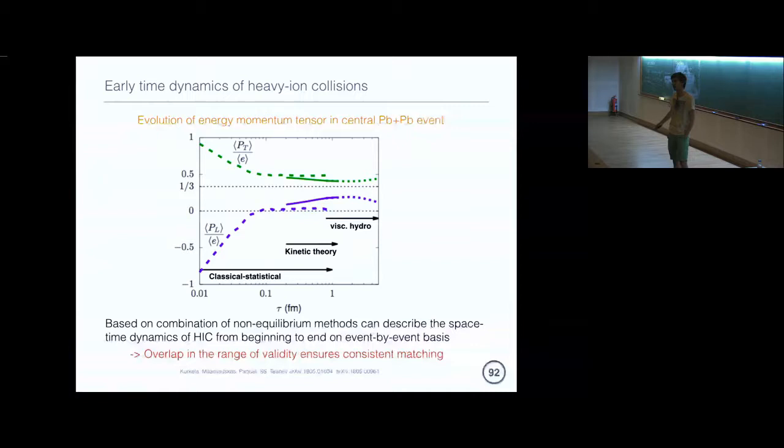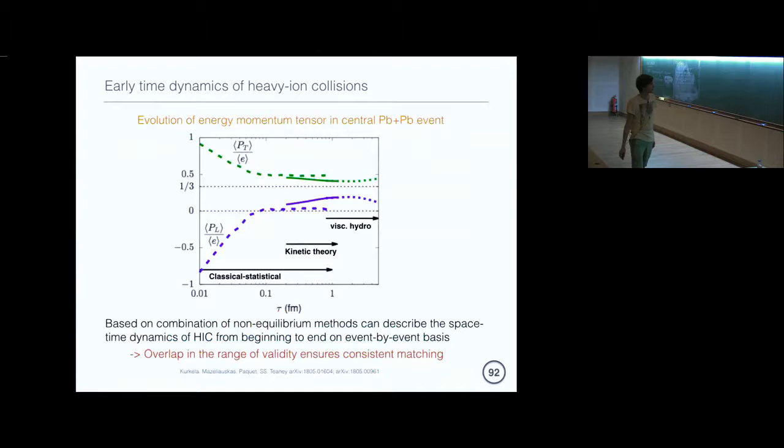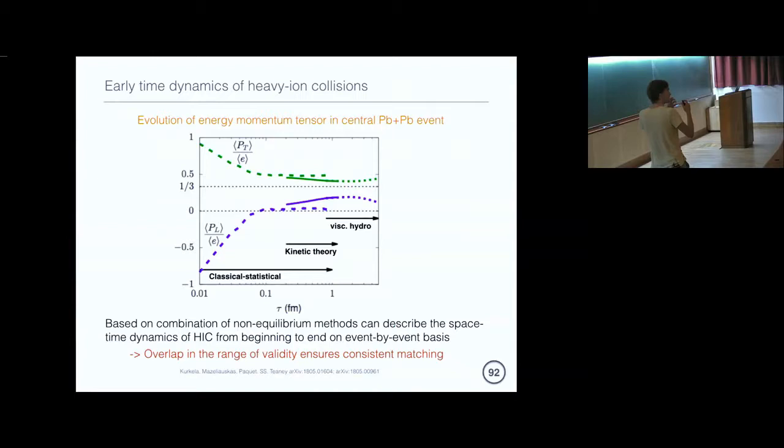Now going back to this picture, you have to start with this classical field description, and that is exactly what is done here. In effect, what goes into this calculation is a saturation model of the distribution of color charge inside each of these nuclei.